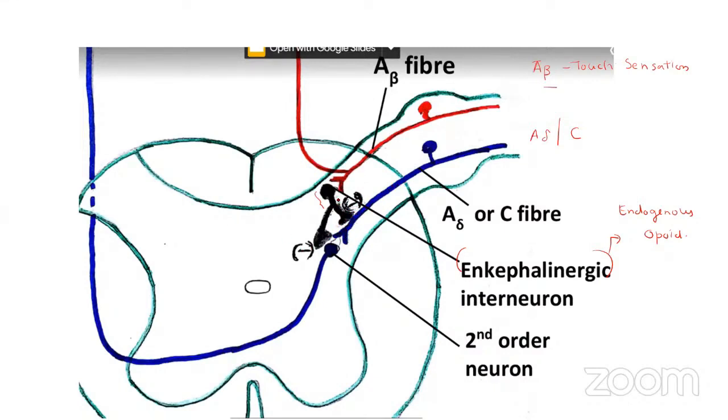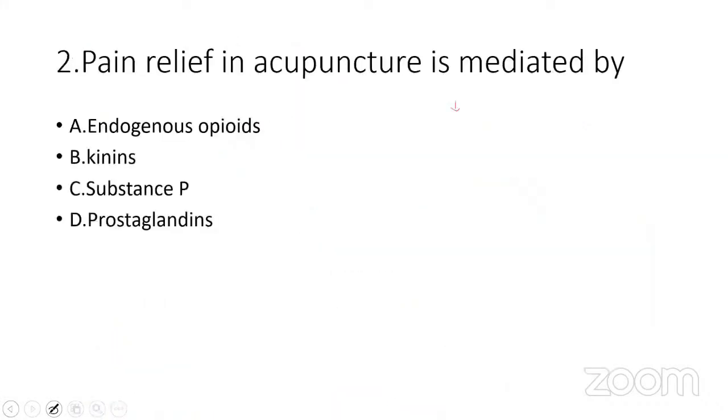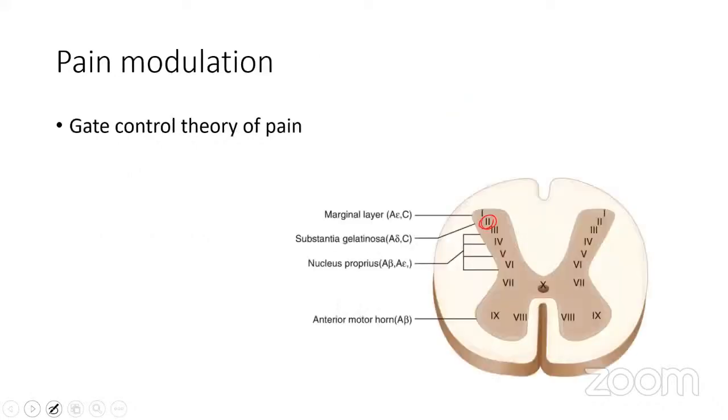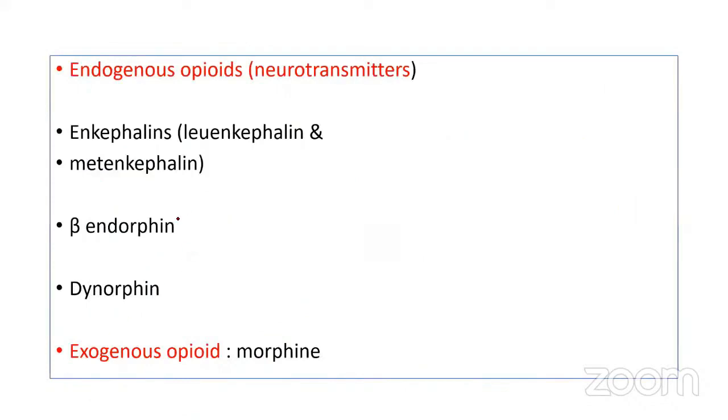I hope it is clear. So this enkephalin is also important. Enkephalin is an endogenous opioid. So in this question, which is the answer? Endogenous opioid, enkephalin. Pain relief in acupuncture is mediated by enkephalin, which is an endogenous opioid. These are endogenous opioids: enkephalins, endorphin and dynorphin. Exogenous opioid is morphine.